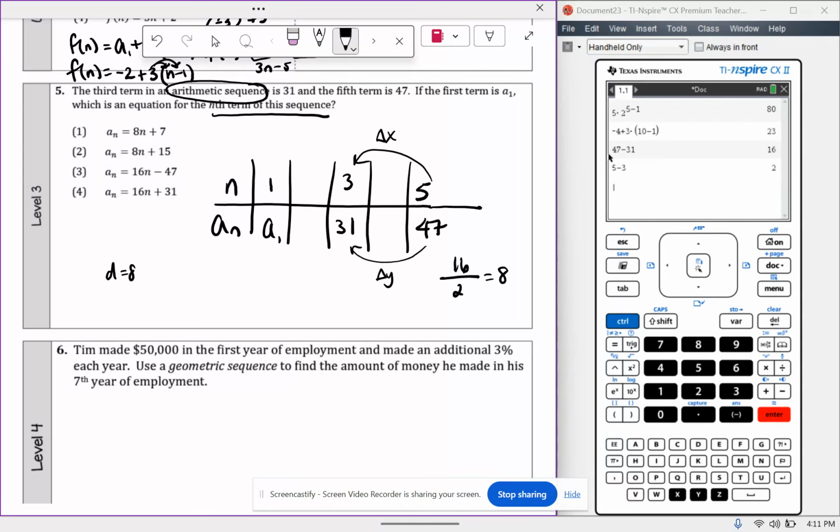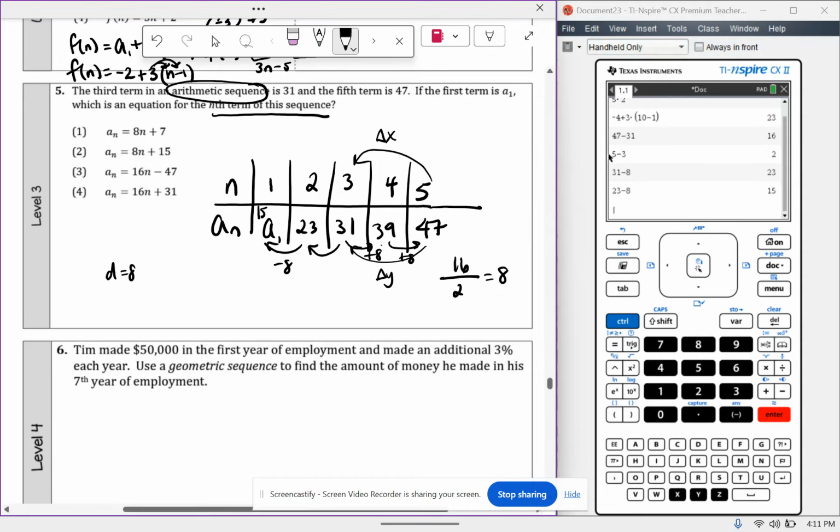We've got to figure out what the first term is then. So if I add 8 to get here, I'll have 39 plus 8. Yep, that works. And then to get backwards in this way, to get to the second term, I'm going to have to do 31 minus 8 now, and that's going to give me 23, and then minus 8 more is going to give me 15. Okay, so a sub 1 is 15.